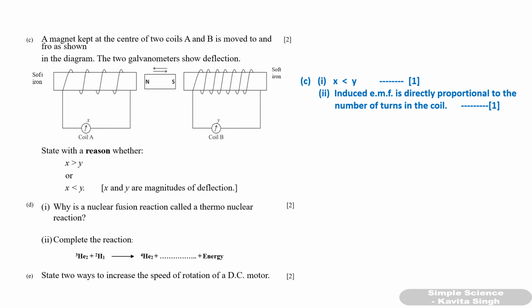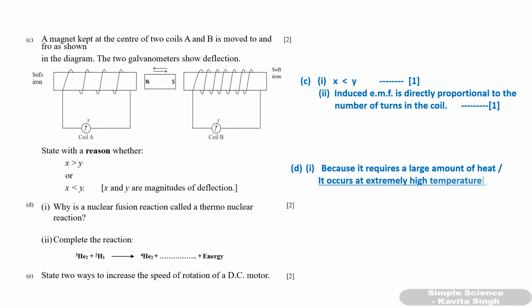Now first part, why is nuclear fusion also called a thermonuclear reaction? Because it occurs at a very high temperature. It requires a large amount of heat and it occurs at extremely high temperature, and mention the temperature also, approximately 10 to the power 7 Kelvin. 1 mark for that. Okay, and 1 mark for what will come in the blank. So copy the equation as such and write H11 there. Okay, so in the blank you will get hydrogen atom.